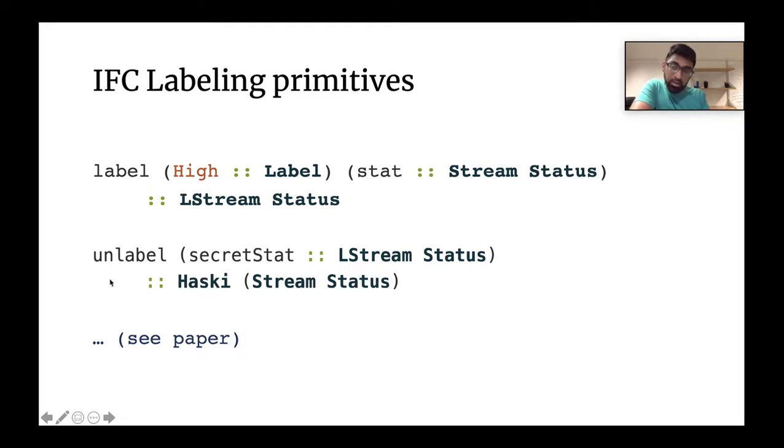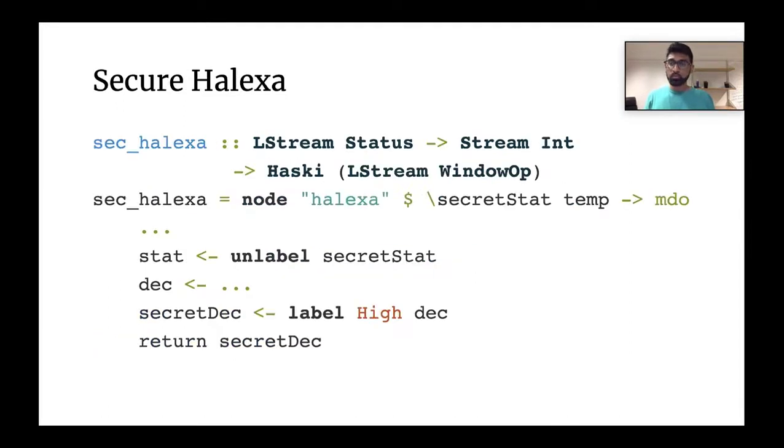Now you can also unlabel labeled streams and produce a regular stream. There's no other requirement here, but of course unlabeling performs a side effect which requires the unlabeling program to be run in a higher security context. So it demands more on an invocation or an execution of the program which unlabels. And there are more such primitives, but you can look at them in the paper.